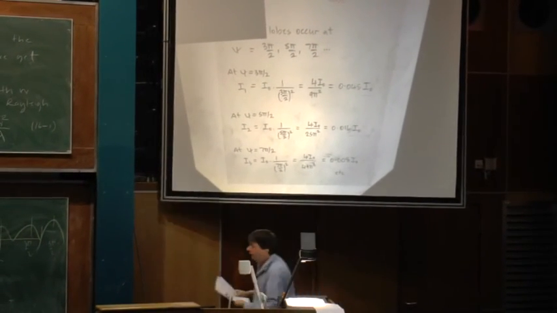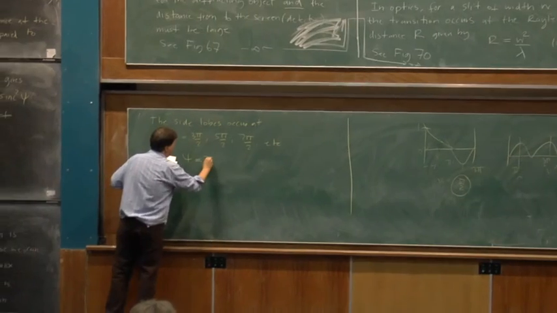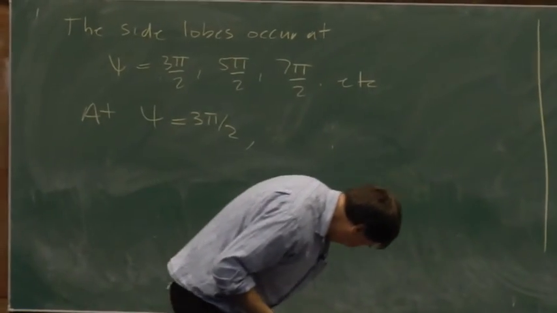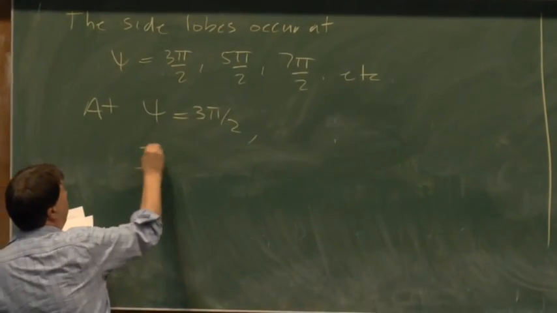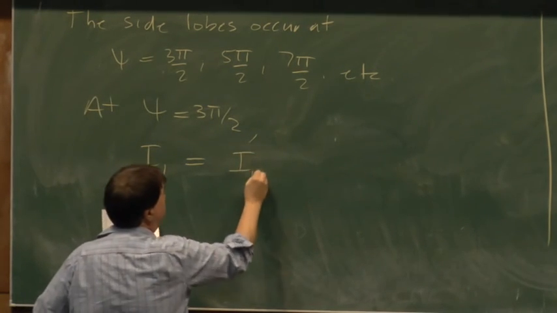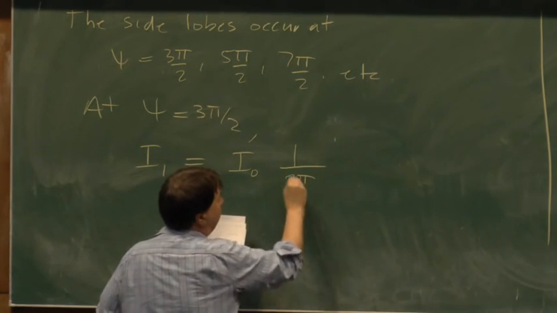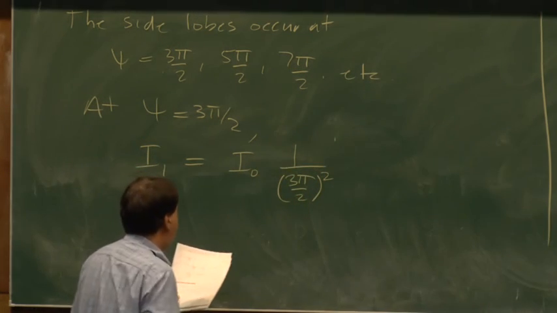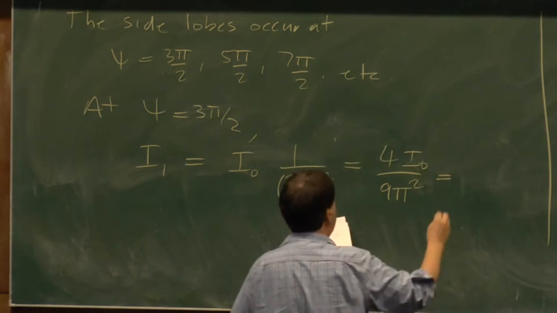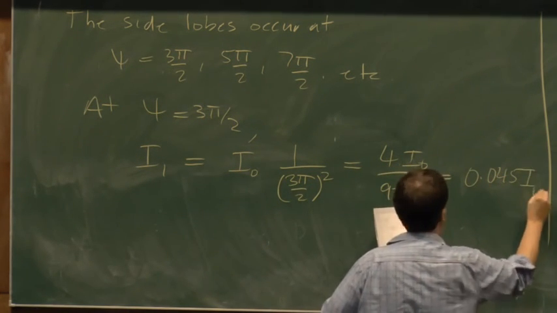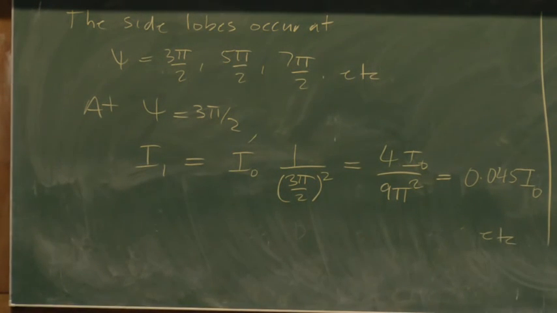So I'd just like to finish with a note on that. At psi equal to 3 pi halves, the intensity of the first peak, I1, is equal to the intensity at the centre, I0, where psi is 0, times 1, that's my sine squared, over 3 pi halves squared, that's my psi squared, which is obviously just equal to 4 I0 over 9 pi squared, which is equal to 0.045 I0, etc. You can work all the other ones out very straightforwardly for yourself.